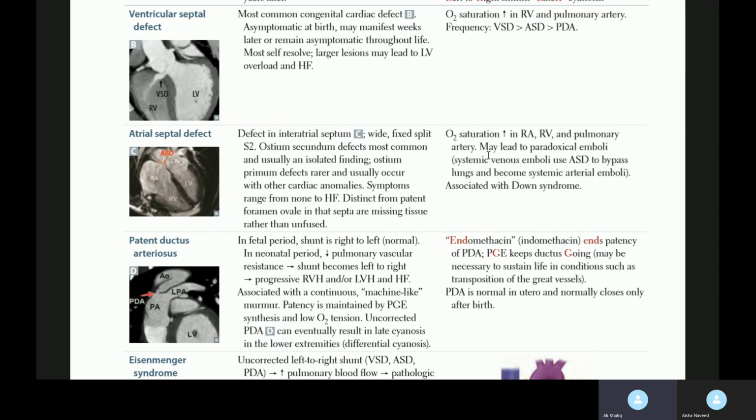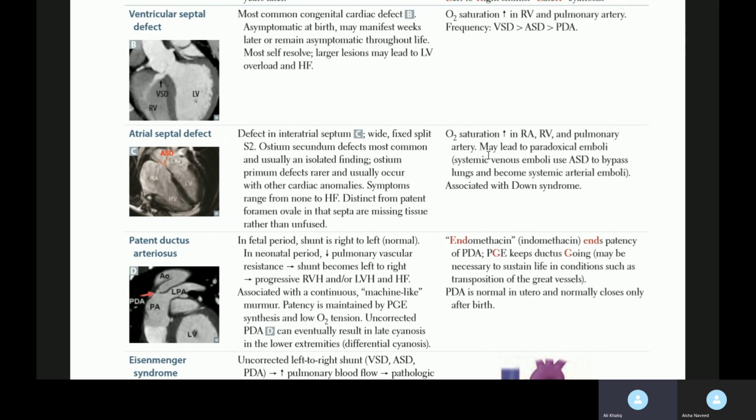Okay, what do you mean by paradoxical emboli? I think I have explained it previously as well. Yeah, with paradoxical emboli, you know how we said that if we have, say, thrombosis in the veins, it's going to travel all the way towards the heart, and now because there's a shunt there, it can easily go from the right side to the left side. So that's why it can lead to paradoxical emboli. The venous emboli can go to the arterial circulation because of the presence of the ASD. Before this, they cannot go. They will remain in the venous system.